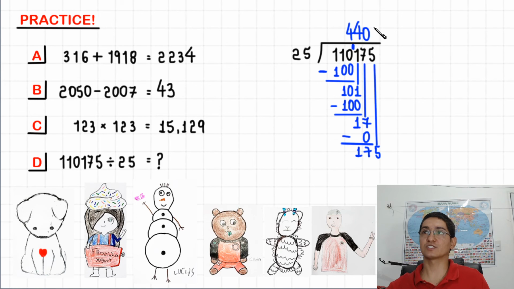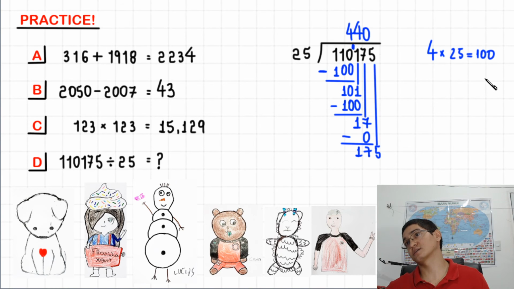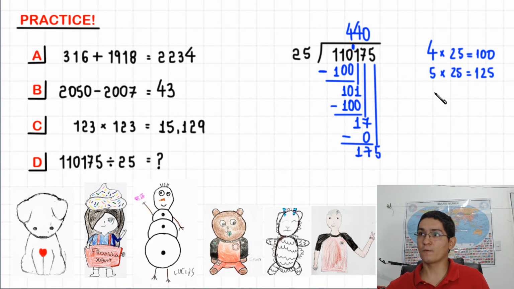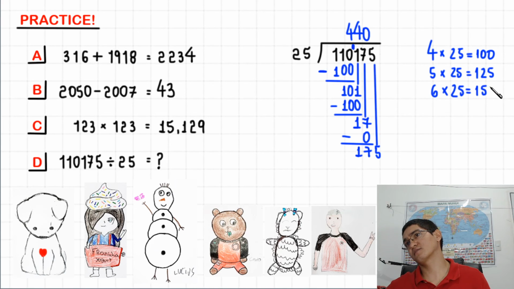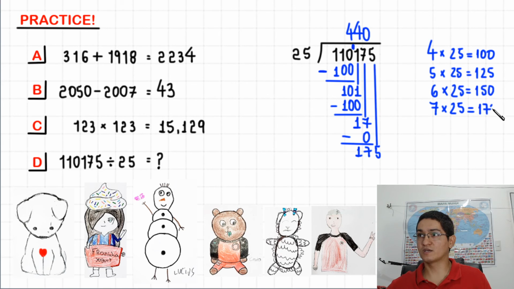And then I ask the question, how many times does 25 go into 175? You may not know, but you do know that 4 times 25, what is it? It is just 100, right? So 5 times 25, you will say it is 125 because it's 25 more. 6 times 25 is 25 more, so 150. And if you add 25 more, you find 7 times 25, and that is equal to 175. So the number we were looking for is 7.